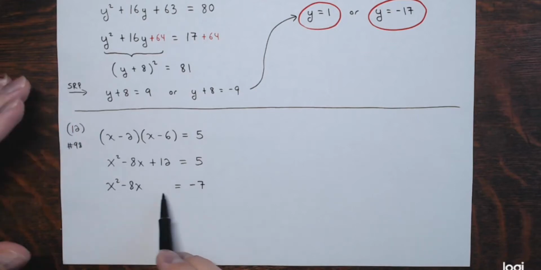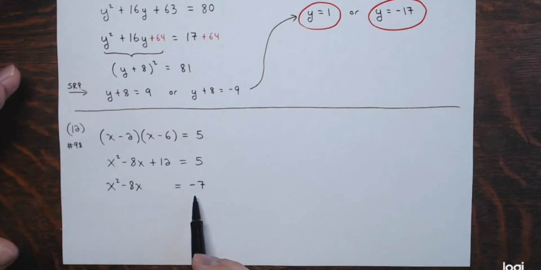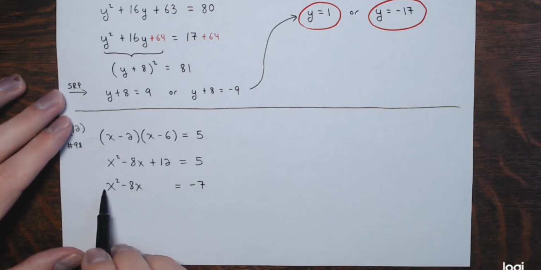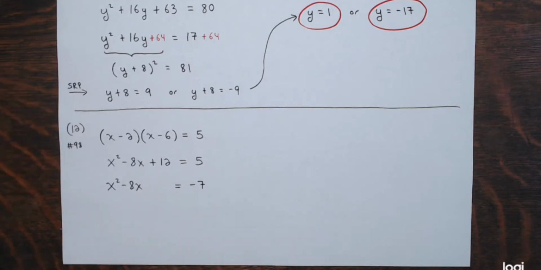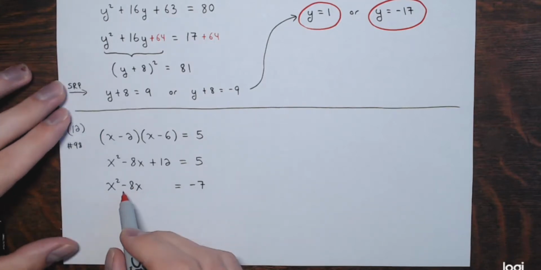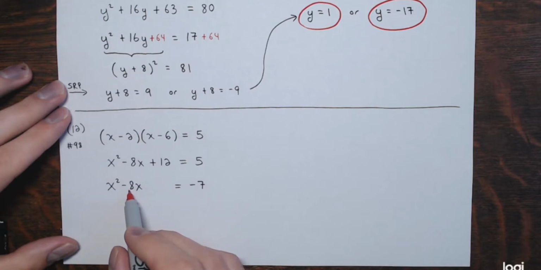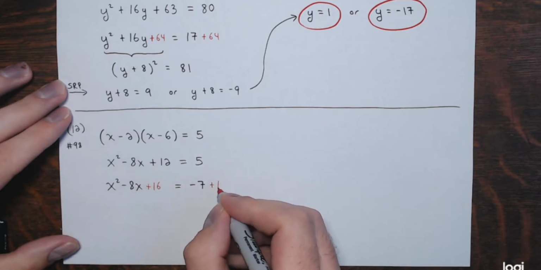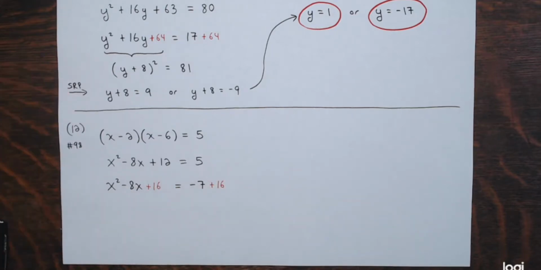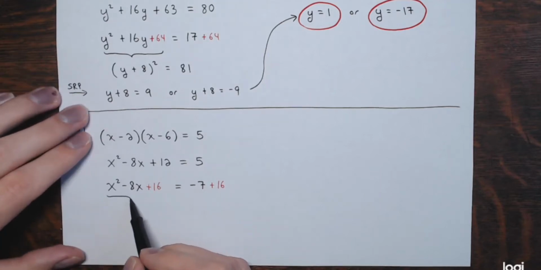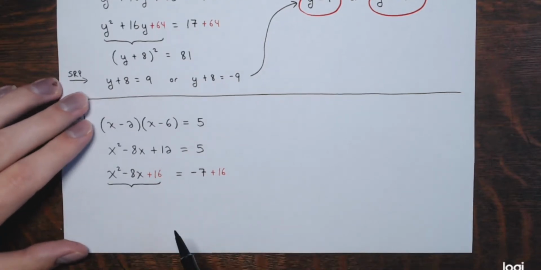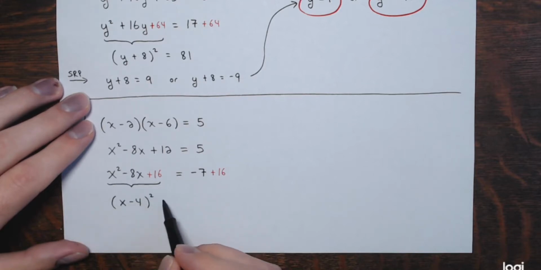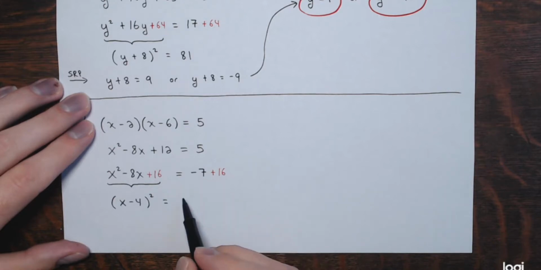And now I have what I want to be able to complete the square. Quadratic term and linear term on the left. The quadratic term has a coefficient of 1. And then there's some number on the other side. So now I'll complete the square. Half of negative 8 is negative 4. Squared is positive 16. So I'm adding 16 to both sides. So now the left side is a perfect square trinomial. x squared minus 8x plus 16 is the quantity x minus 4 squared. And then negative 7 plus 16 is 9.